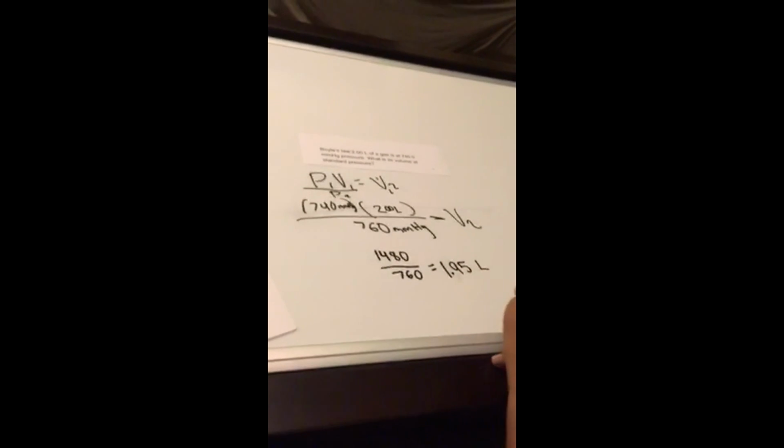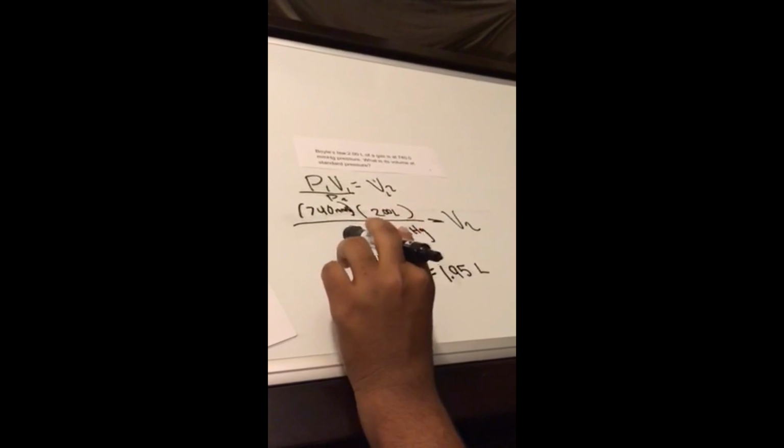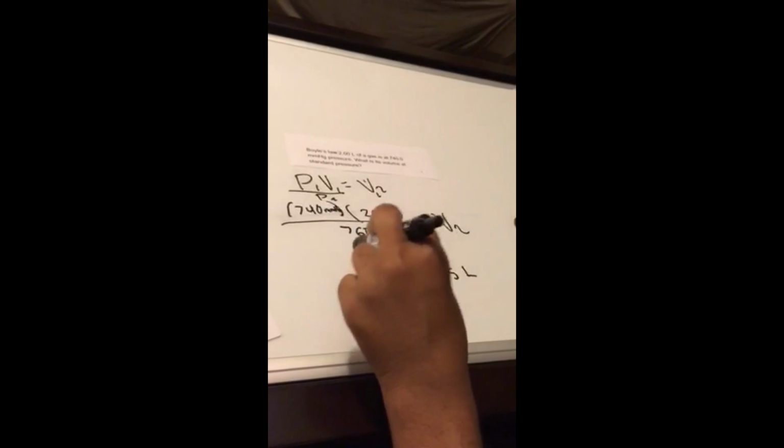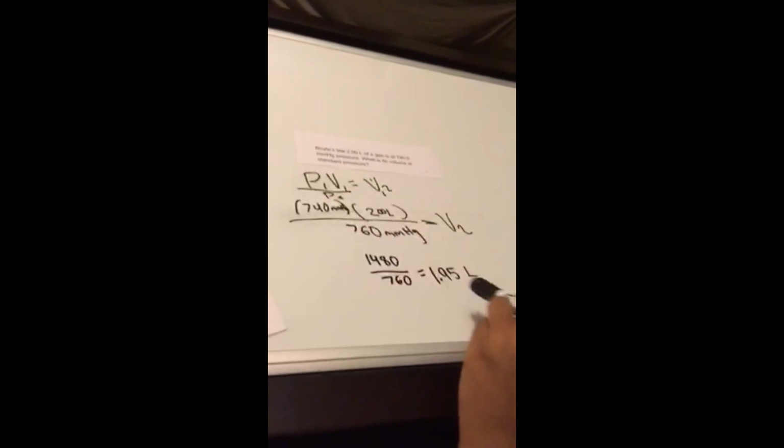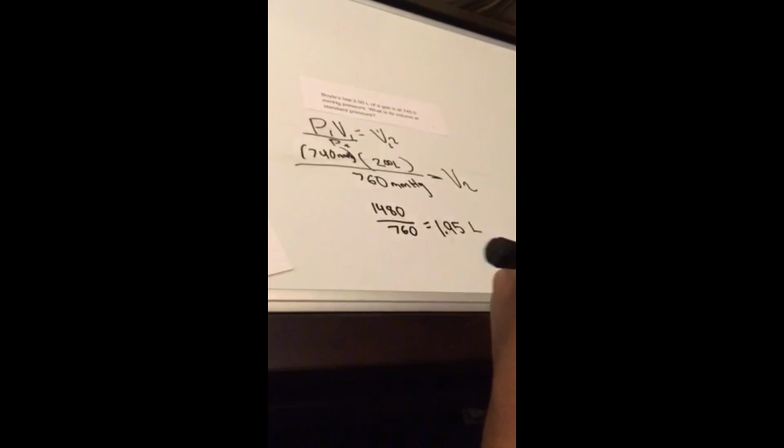So now we would do 740 times 2, which would be 1480. Then we would take that and divide it by 760, which would equal 1.95 liters. So this is the practice question for Boyle's Law.